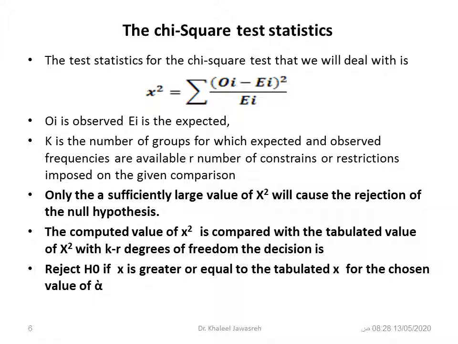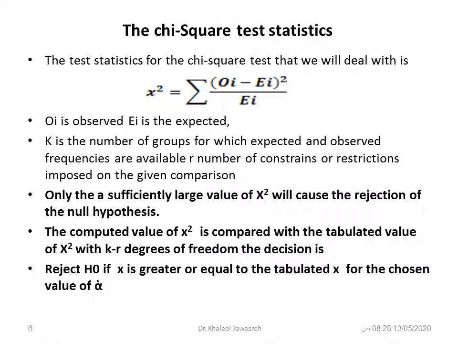and you can conclude that there is a significant difference between the observed and the expected values of the treatments. The computed value of chi-square is compared with the tabulated value with K minus R degrees of freedom. The decision is to reject the null hypothesis if it is large. If it is larger than the tabulated, we reject the null hypothesis, that is, if the chi-square is greater than or equal to the tabulated chi-square for the chosen value of alpha.